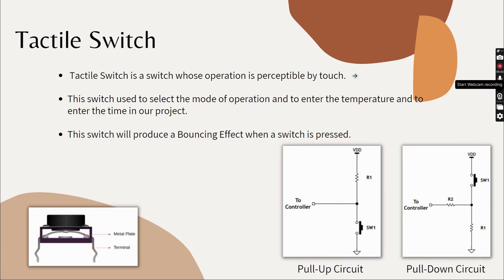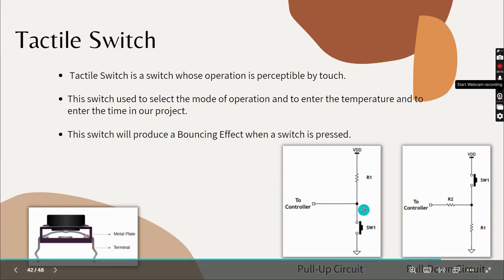Let's move to the tactile switch. A tactile switch is used for switching effect. The switch is used to select the mode of operation, to enter the temperature, and so on in the project. When we press this tactile switch, a certain operation is performed. For this project, we use a tactile switch for setting our temperature, for setting our modes, and for start, stop, and pause of our project. And our tactile switch is connected in two ways.